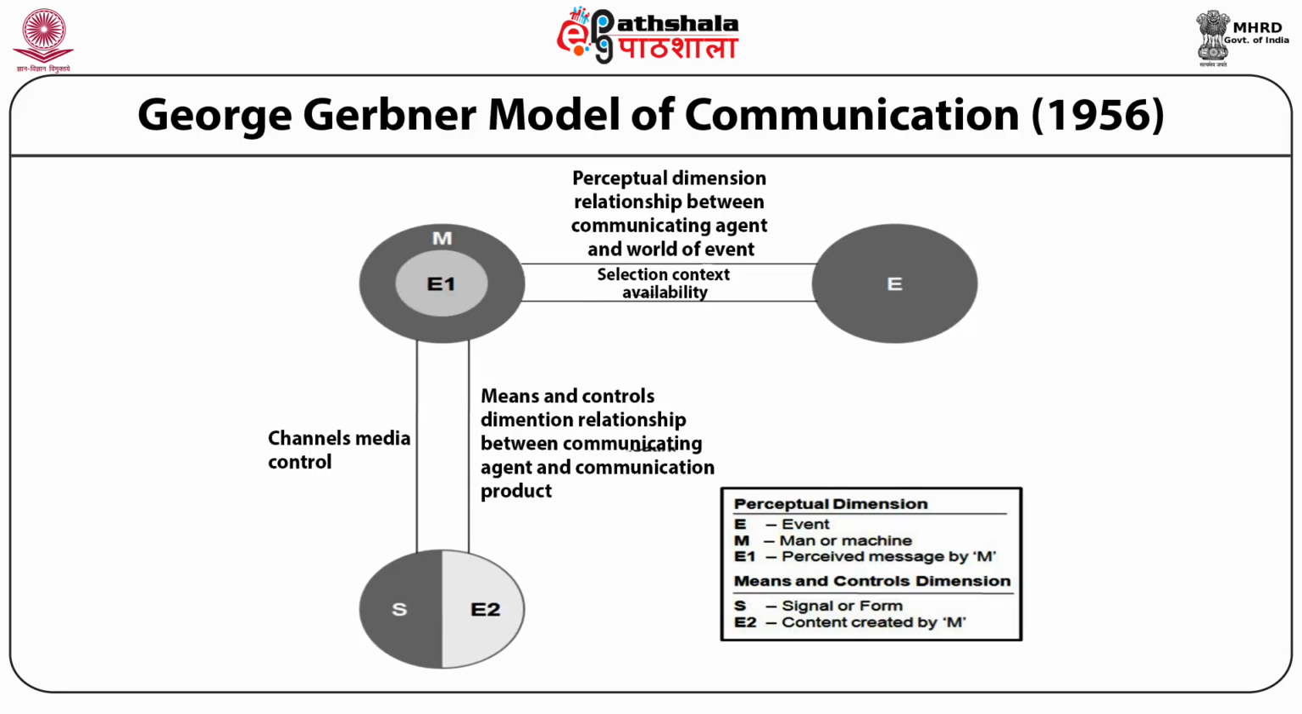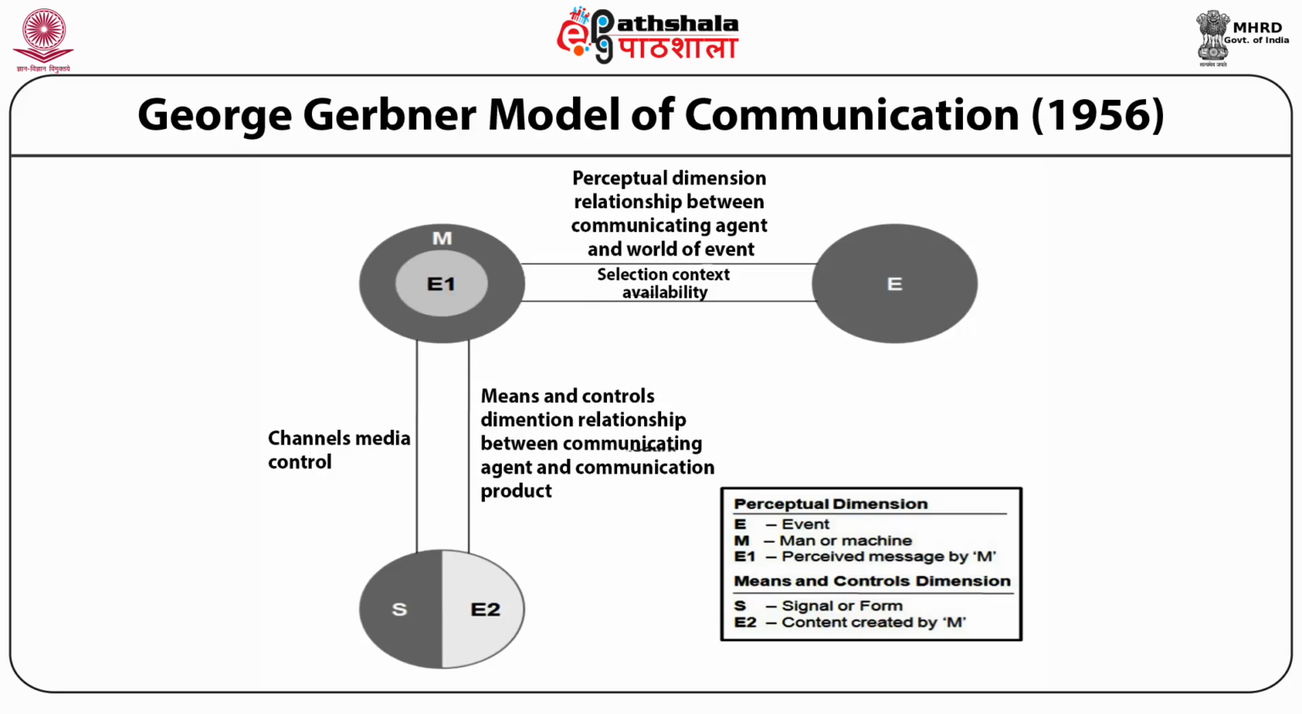The perceptual dimension, as given in the figure: E is an event that happens in real life, and the event content or message is perceived by M. M may be a man or a machine. After perception, the message from E perceived by M is known as E1. E1 is not the same as E, because any man or machine cannot perceive the whole event, and they perceive only a part of the event, that is E1. This is known as the perceptual dimension.